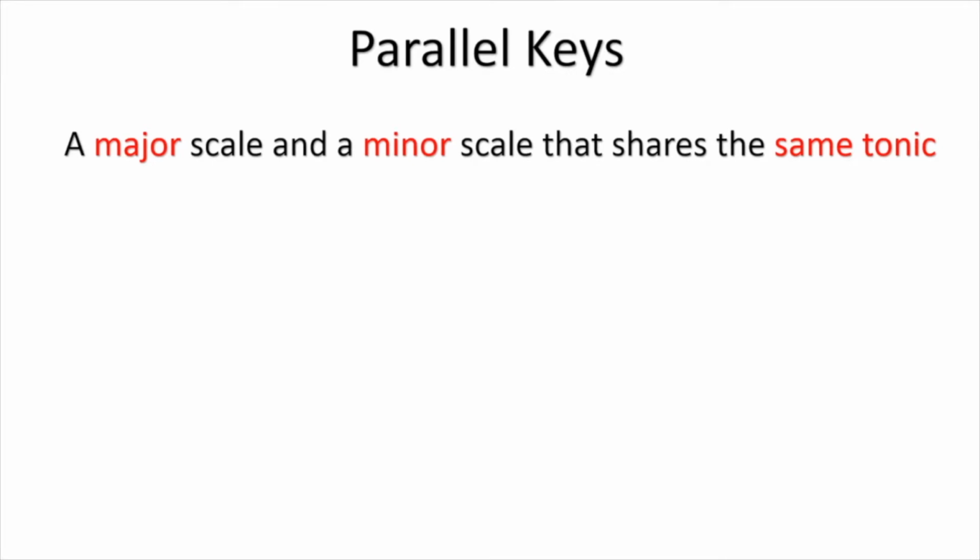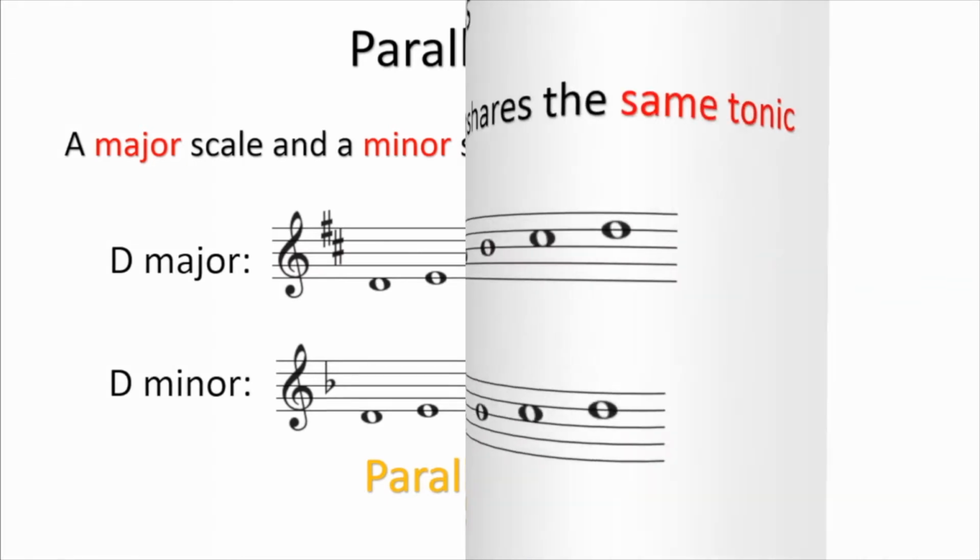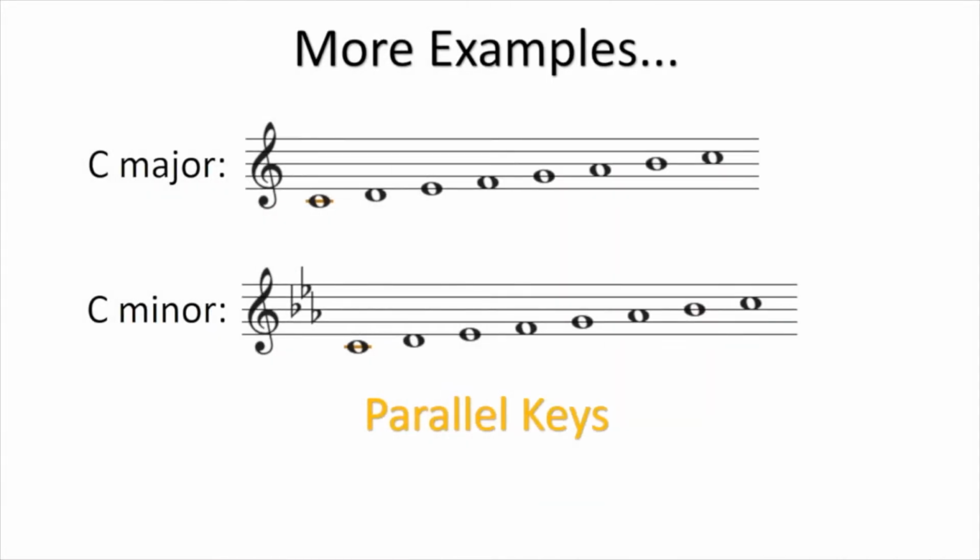So parallel scales means two keys that have the same tonic, but one is major and one is minor. For example, D major and D minor are parallel keys of each other. C major and C minor are also parallel keys of each other.